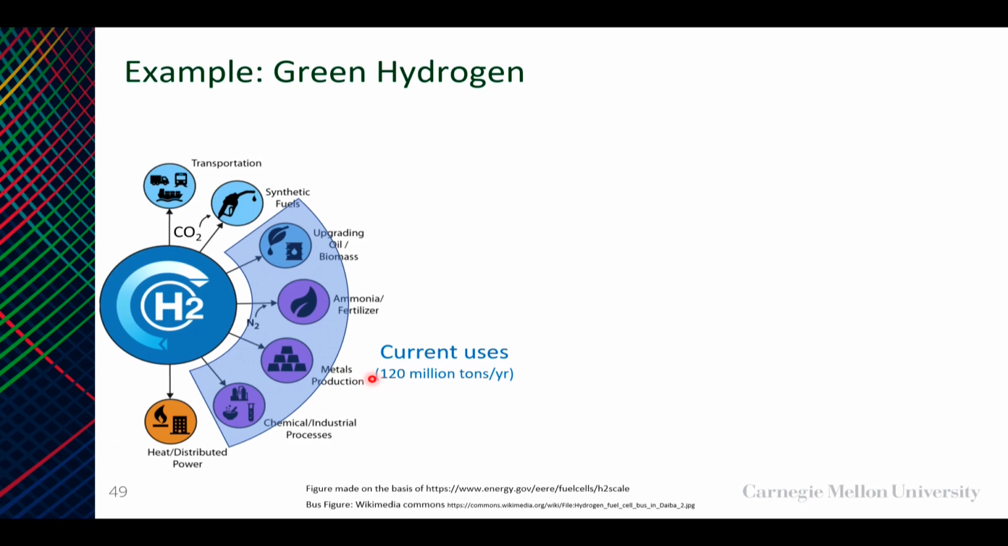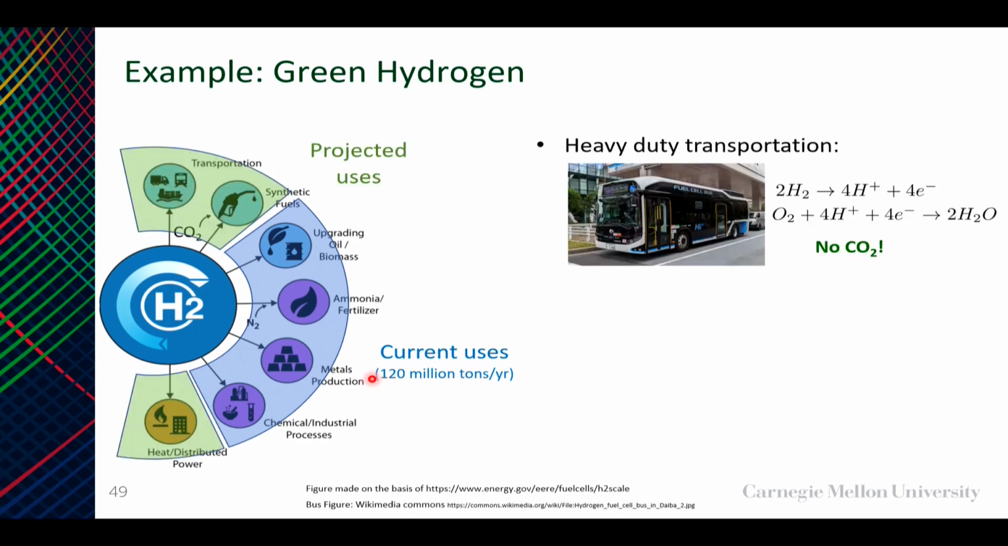But the real game changer for hydrogen are the projected uses. One of them, for example, is that hydrogen can be used in electric vehicles for heavy-duty transportation, and the idea here is that we feed hydrogen in the anode, we obtain the electrons that move the electric motor, and then in the cathode we combine with air and we get water as emission.